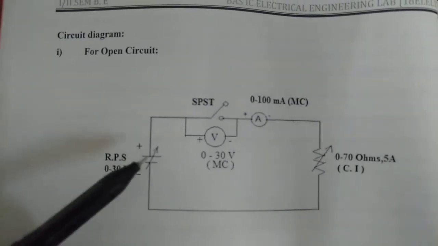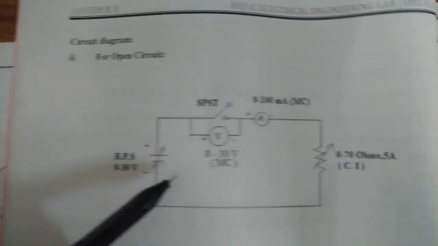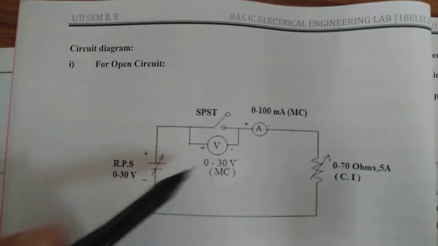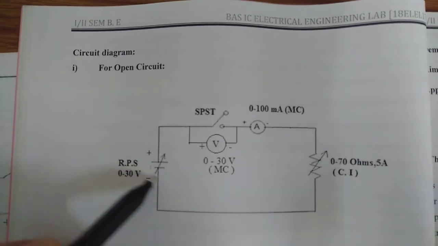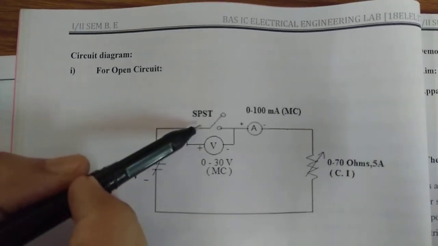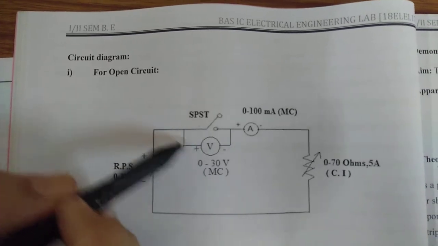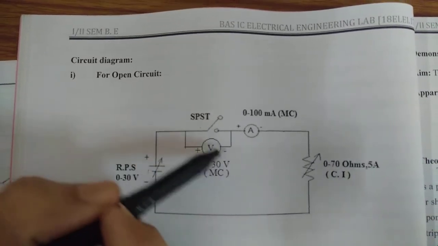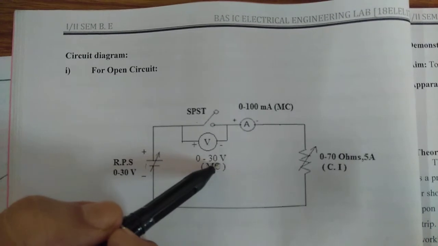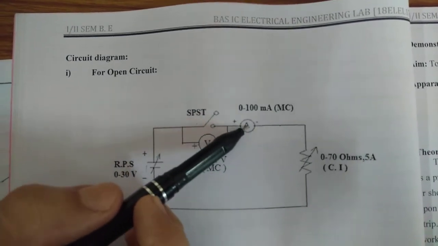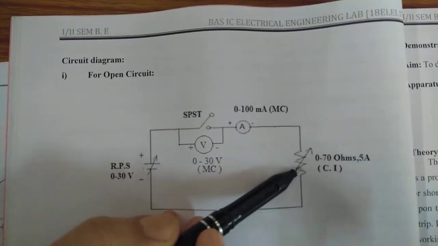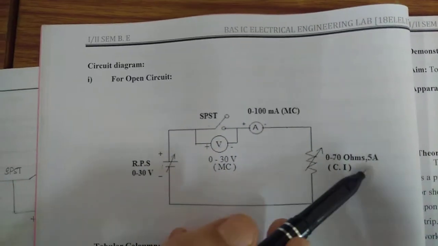Now let us see the circuit diagram. This is the circuit diagram for open circuit. Here you can see the components which are required. You need a DC regulated power supply, then a single pole, single throw switch. In order to measure the voltage across the switch, we have a voltmeter, its range is 0 to 30 volt. Then you need an ammeter, its rating is 0 to 2 amperes. Then you need a rheostat, its value is 70 ohm and 5 amperes.